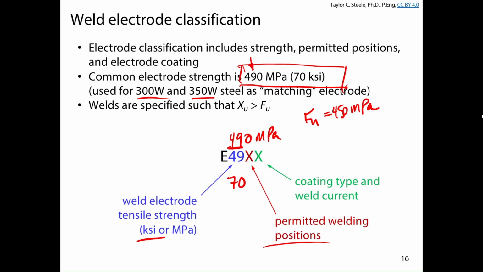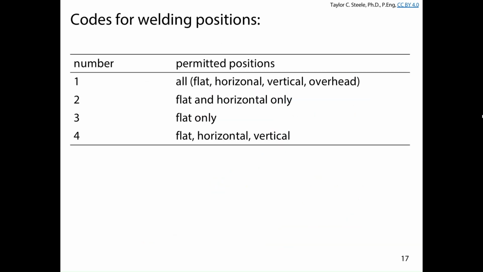And so the first is the different positions. And so this electrode was E49, 1, 4. The 1 here means that it's applicable for all positions. And so you could use this as a general electrode for flat, horizontal, vertical, or overhead.